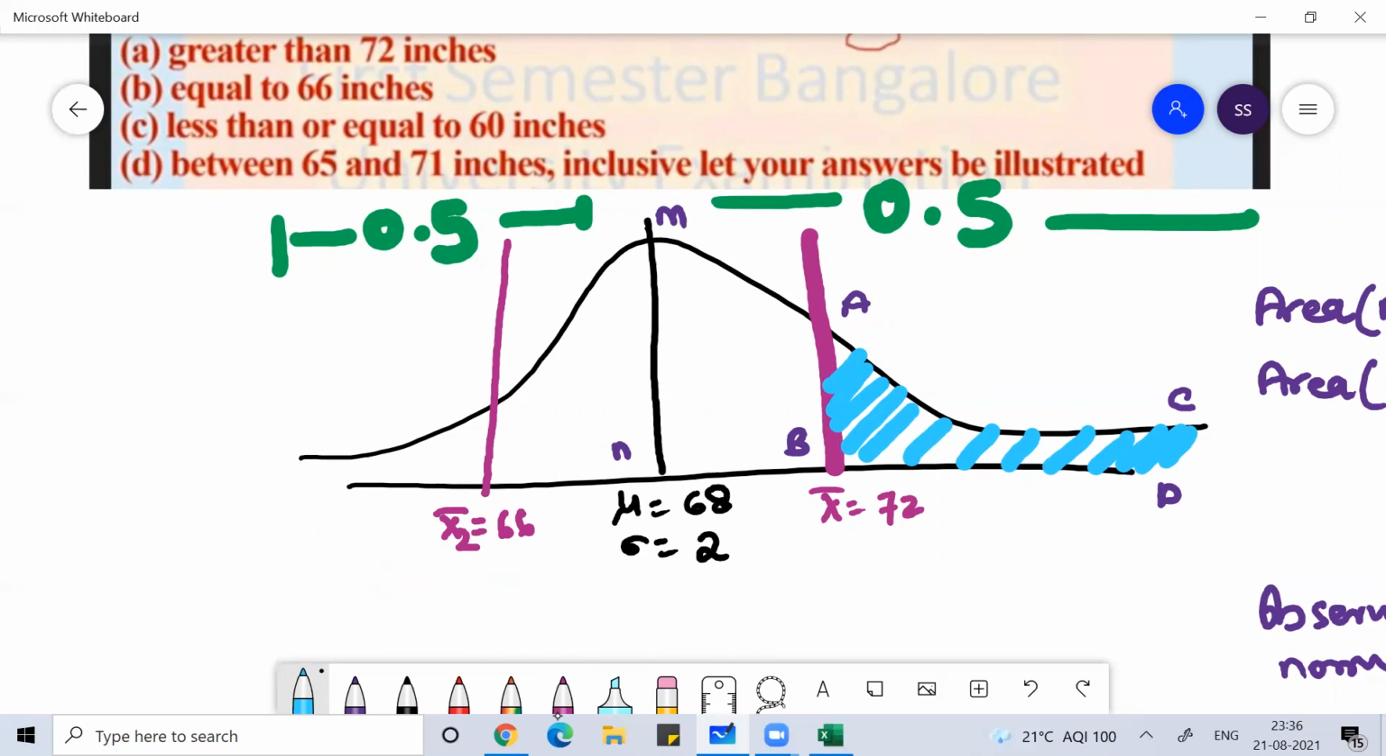Less than 66 inch I can find, greater than 66 inch I can find, less than or equal to I can find. But equal to 66 inch, how will we find this value? If I calculate the z value equal to x bar minus mu by sigma, I can find an area, but we cannot find a defined value.